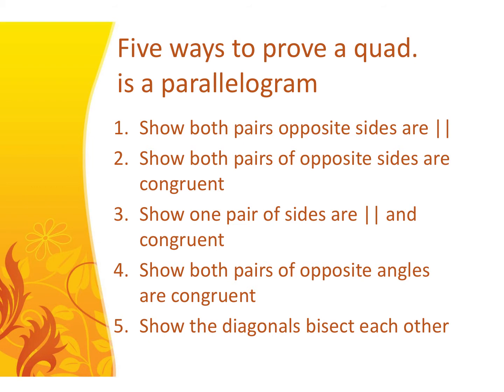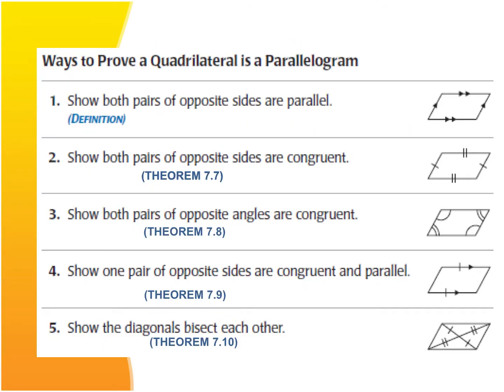And then number 4, show both pairs of opposite angles are congruent. That's the parallelogram opposite angles converse. And then the last one, number 5, which was on the slide just before this, show that the diagonals bisect each other, which is the parallelogram diagonals converse. So we're using the 4 properties and their converses and the definition to show that a quadrilateral is a parallelogram. The next slide is another summary, but now it's got pictures with it. This is the same thing, it's just now I've added pictures to it.